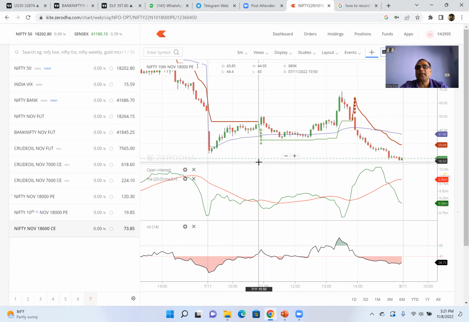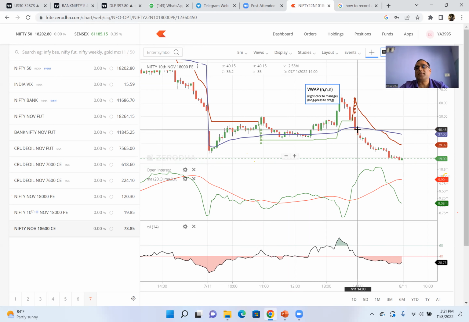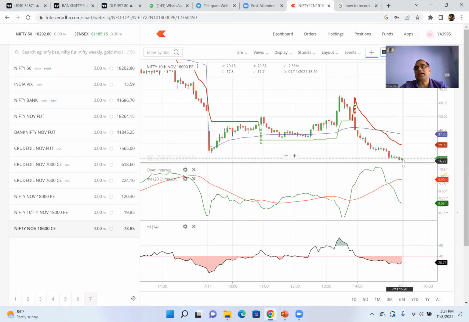You had to take your SL and then you would again go short at 2 o'clock on this. If you were tracking this 18,000 at somewhere around 40 rupees, you would have sold this option and you would have been sitting on 21 rupees profit. And then it depends on you. So essentially, I think I have described this, right? I look at this chart.